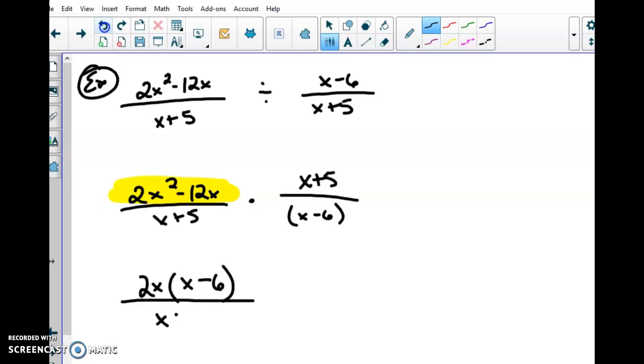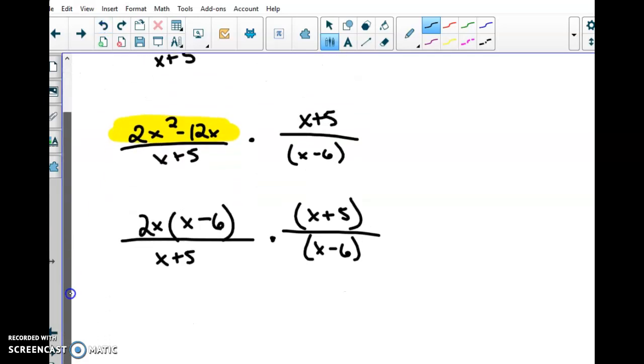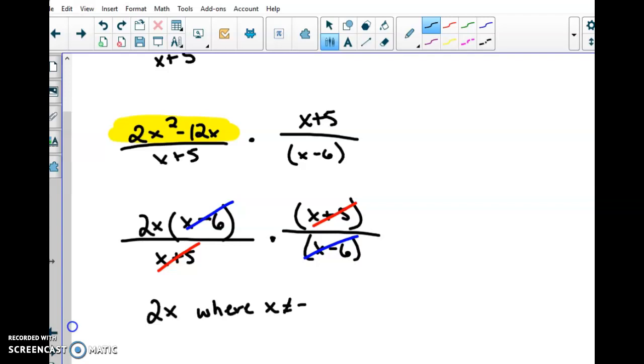So all I've done so far is just reduce this a little bit so that I can see the factorization a little bit easier and see if anything can cancel out. Well, when viewing this, I can see that the x plus 5 can cancel out, as well as that x minus 6. Had I not done that factorization, though, I wouldn't have seen that that x minus 6 could cancel out. So I am left with 2x, where x cannot equal negative 5, and x cannot equal positive 6.